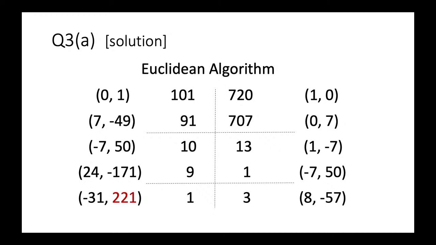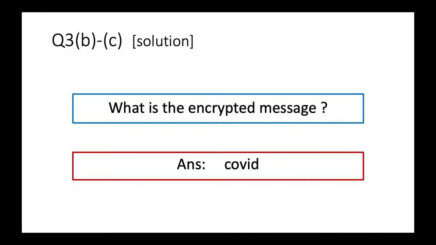Now, once we have this 221, this time you can use a calculator, or you can write a program, and then decrypt the message that we have. After decryption, if it is successful, then you should get this as our original message. Okay, so this is question number 3.